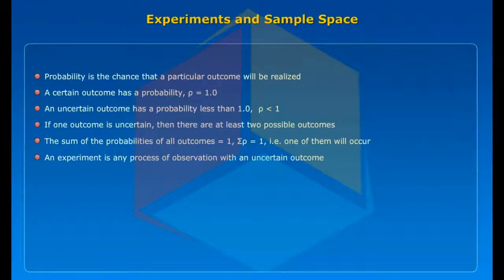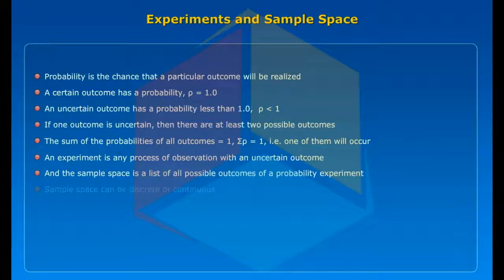An experiment is any process of observation with an uncertain outcome. And the sample space is a list of all possible outcomes of a probability experiment. Sample space can be discrete or continuous.